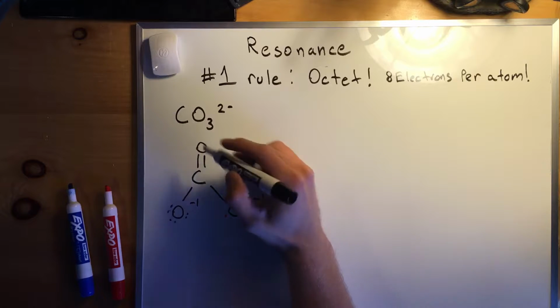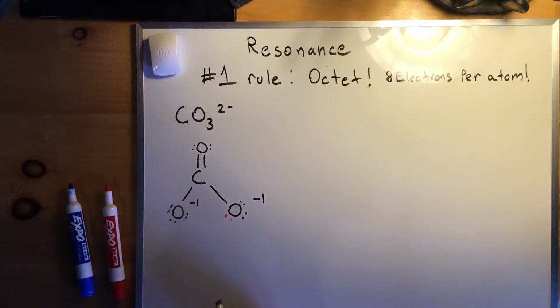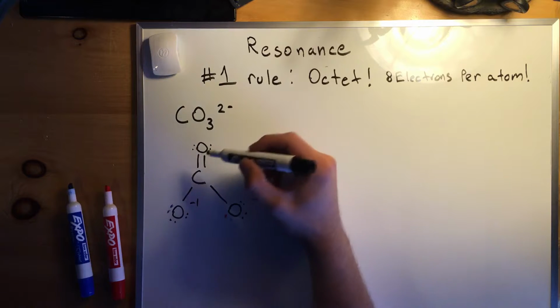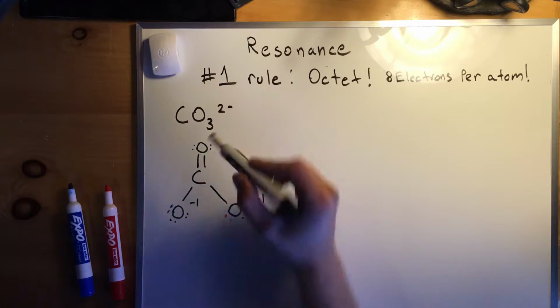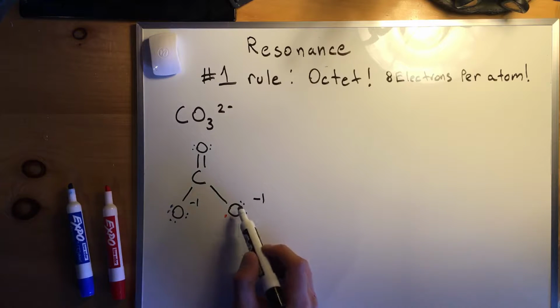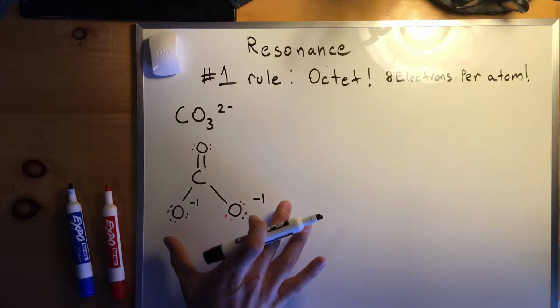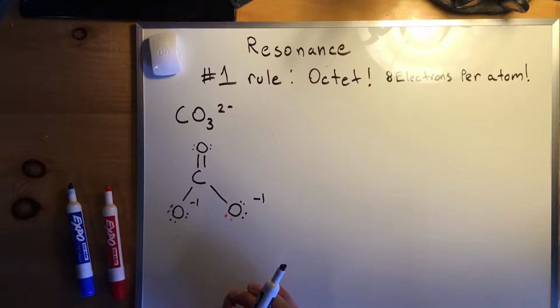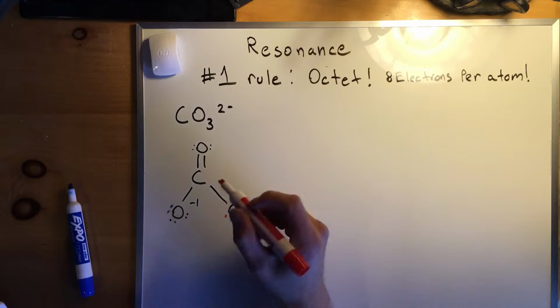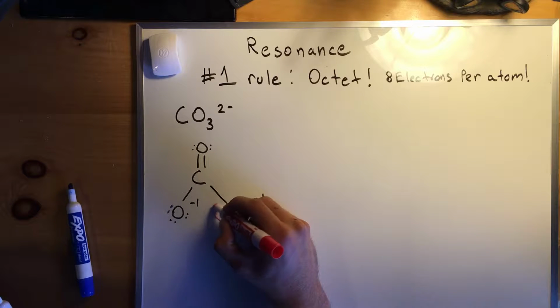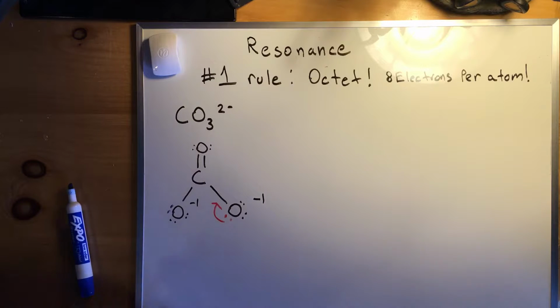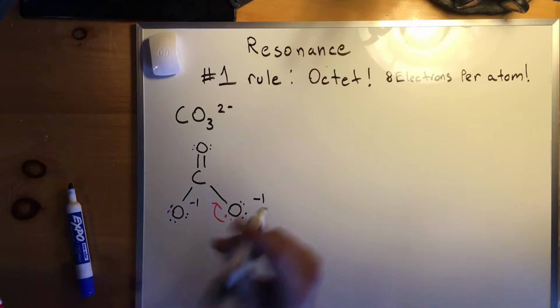If we count double bonds always as 2, and then lone pairs as 2, we could see 1, 2, 3, 4, 5, 6, 7, 8, 8, and 8. That way we know we're starting off with a complete molecule, so that's good. Now in resonance, essentially what happens is electrons move around and cause other electrons to move.